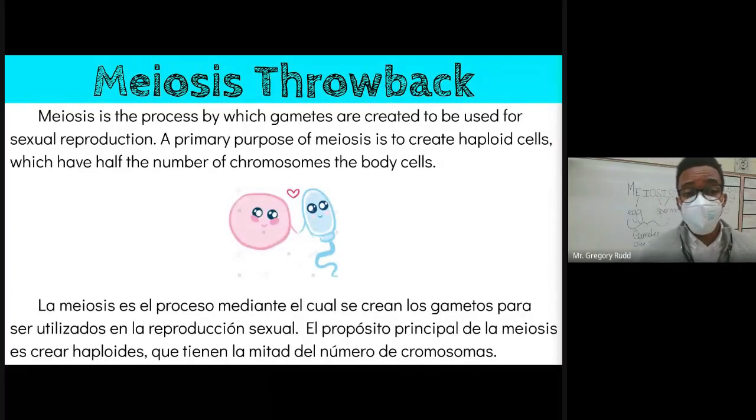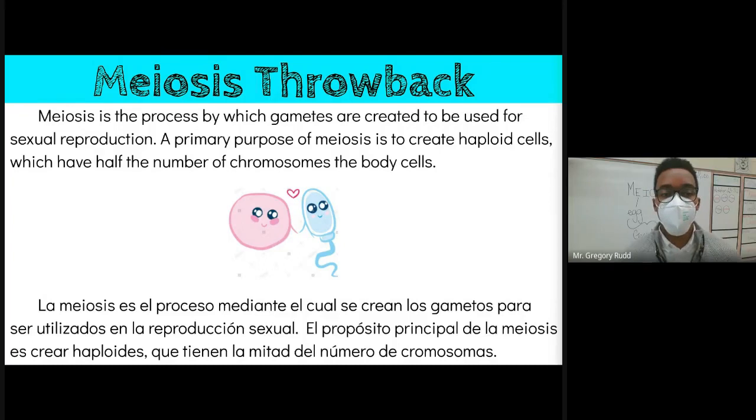So please make sure that you're clear on these two sentences. We've got a couple more sentences that we'll work through in the same way, but make sure that you know what these words mean and how meiosis works. Meiosis is the process by which gametes are created to be used for sexual reproduction. A primary purpose of meiosis is to create haploid cells, which have half the number of chromosomes of the body cells. There's a lot of information packed into those two sentences.